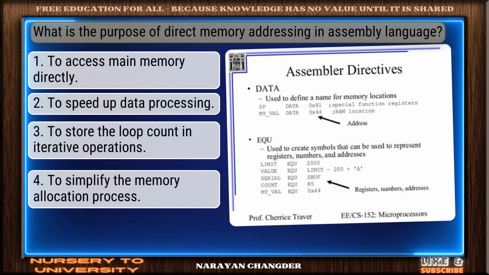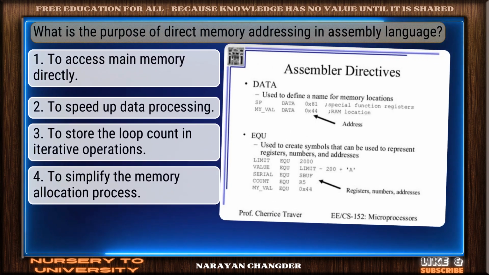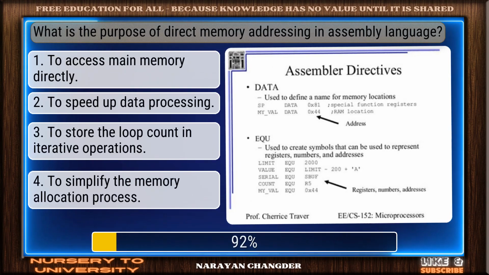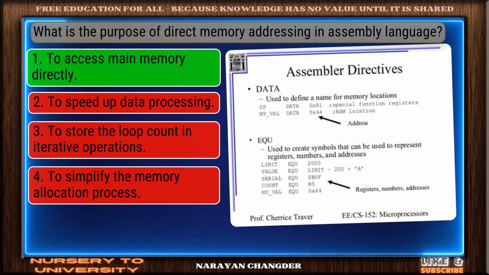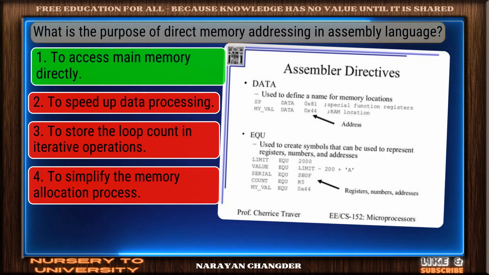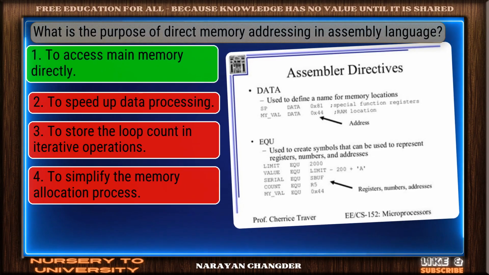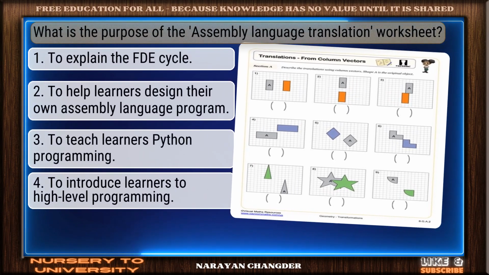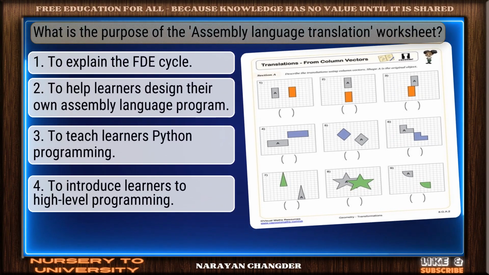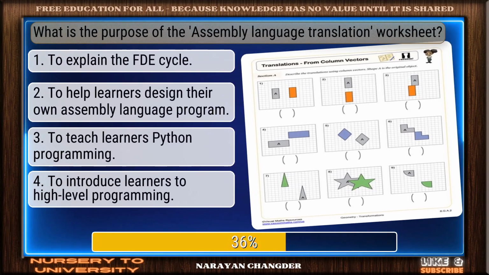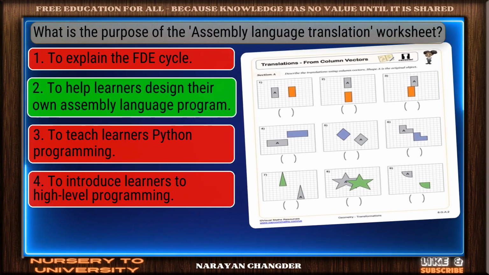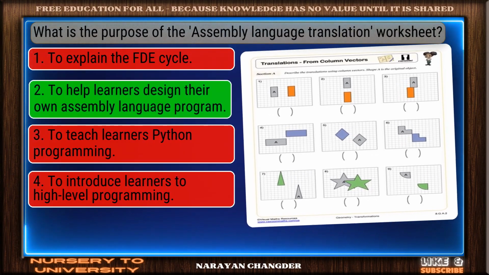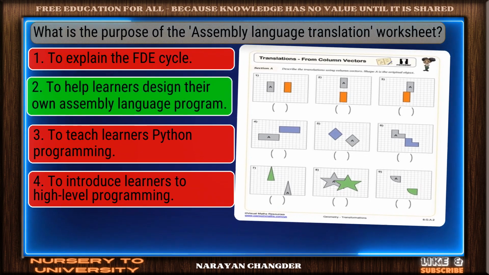Question number 3. What is the purpose of direct memory addressing in assembly language? Great thinking. To access main memory directly is the right choice. Question number 4. What is the purpose of the assembly language translation worksheet? Nice work. You chose to help learners design their own assembly language program, and it is correct.